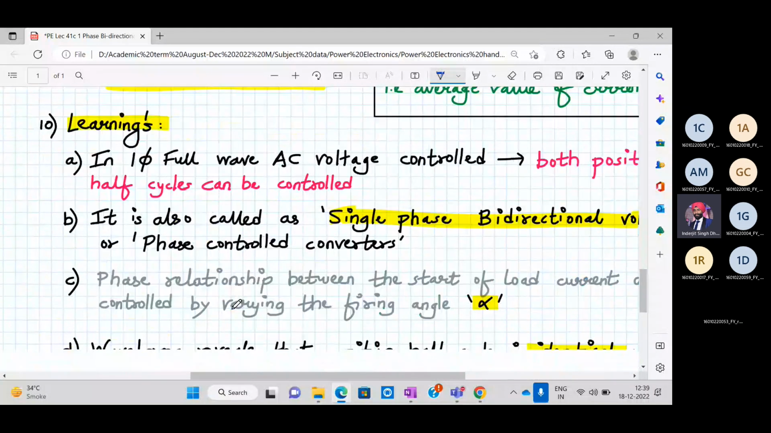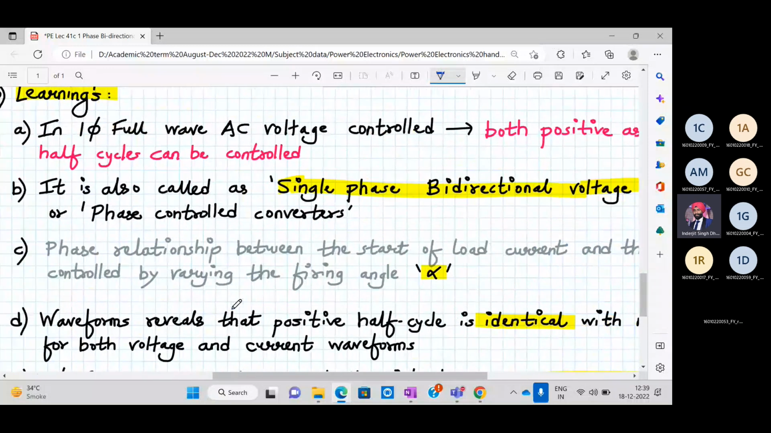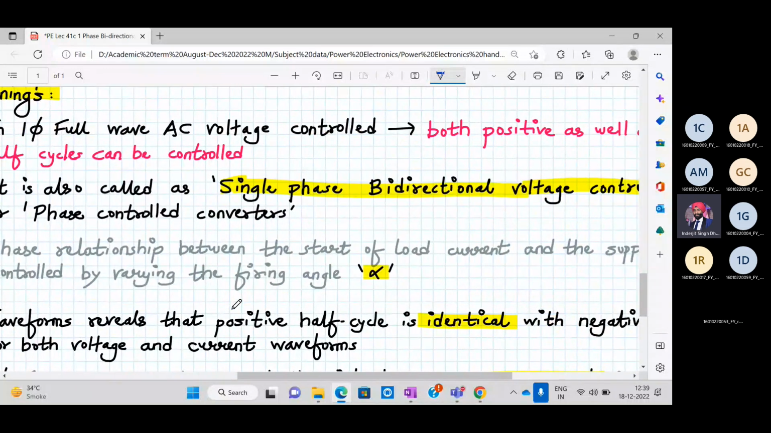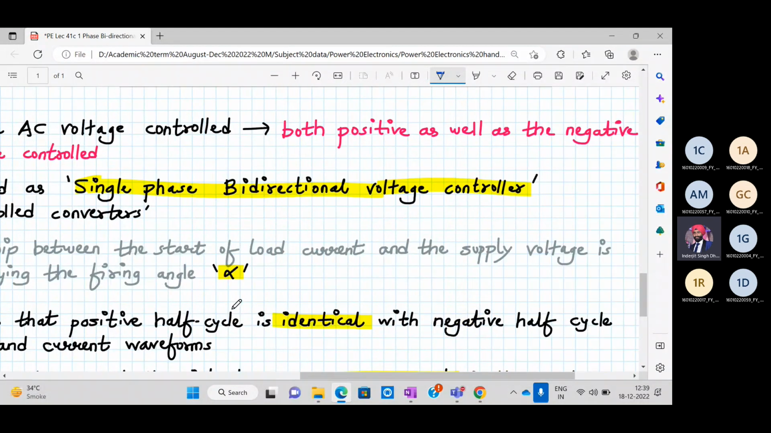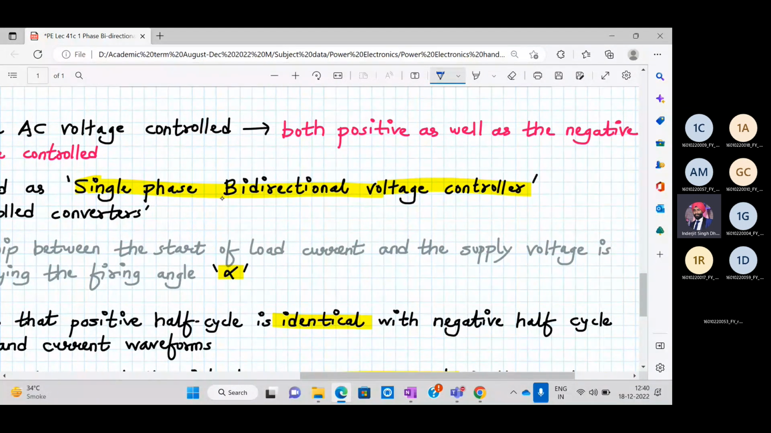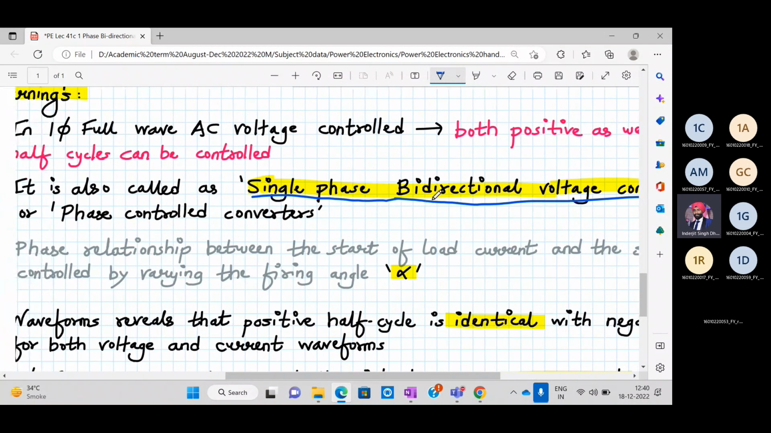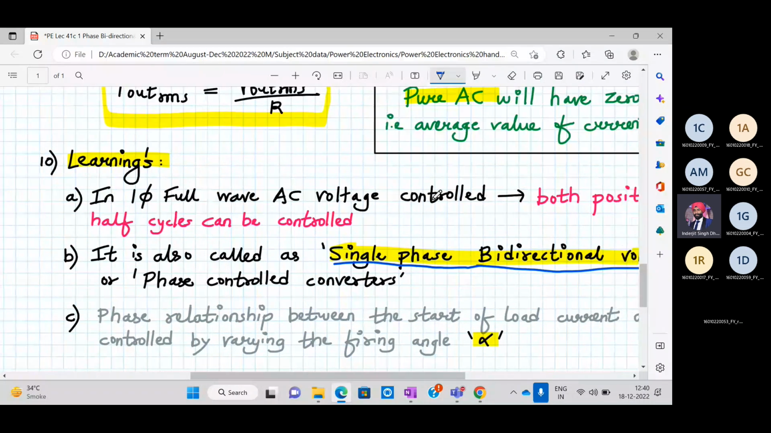Okay, so let us see what learnings we have seen over here in a single phase full wave AC voltage controller, also called a single phase bidirectional voltage controller. Now this is the term which they have mentioned in the syllabus. Single phase bidirectional voltage controller. So the circuit which we have discussed is this only. Its other name is phase controlled converter.